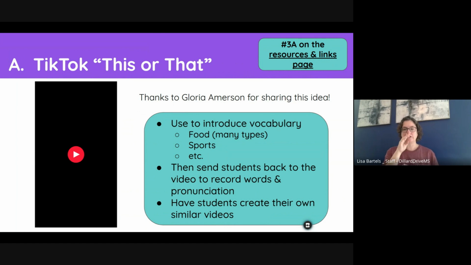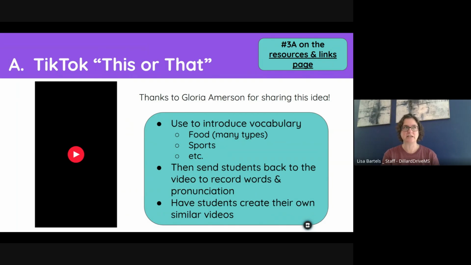So use it first to introduce the vocabulary. I might give kids images and the target language words, and they just have to match them as they're listening. And then I would send them back to the video and ask them to make notes about the pronunciation. How is the target language speaker pronouncing these? And let's copy him and imitate his pronunciation. And then, of course, you can have students create their own similar videos.